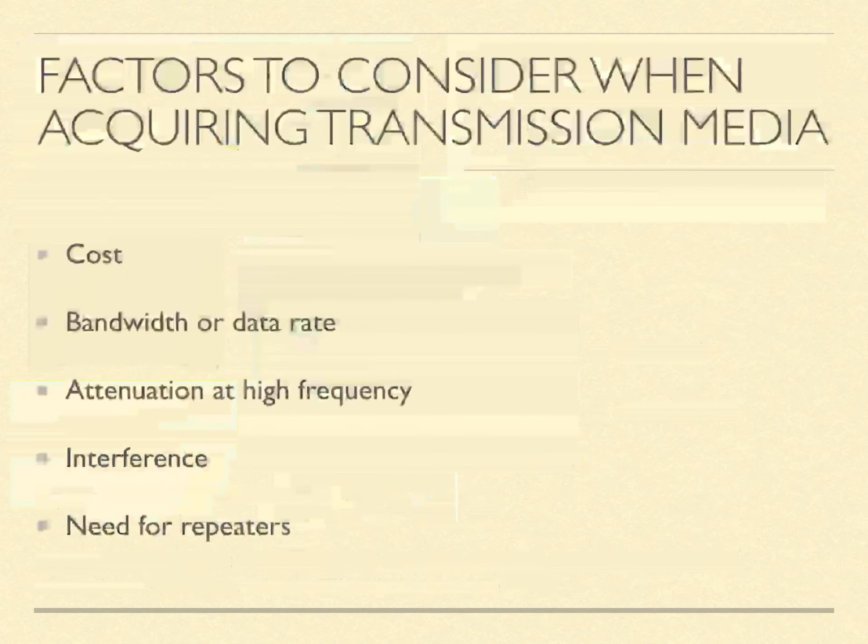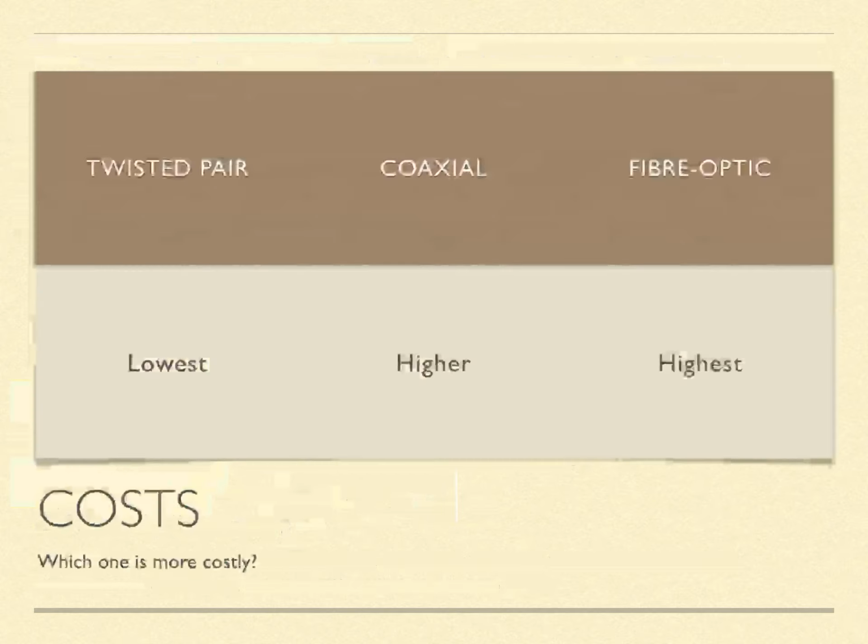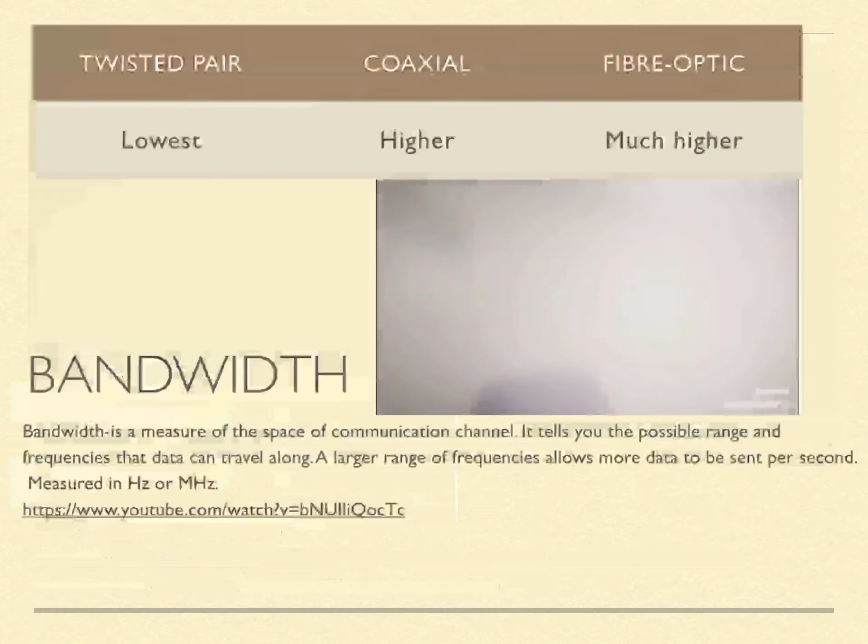Right, and factors to consider when acquiring transmission media: we have to look at cost, bandwidth, attenuation, interference, and the need for repeaters. These are the things that we're going to look at when we look at our transmission media before purchasing one. Right, the costs. In this situation, fiber optic cable is the most expensive one compared to twisted pair, and so twisted pair wins this round.